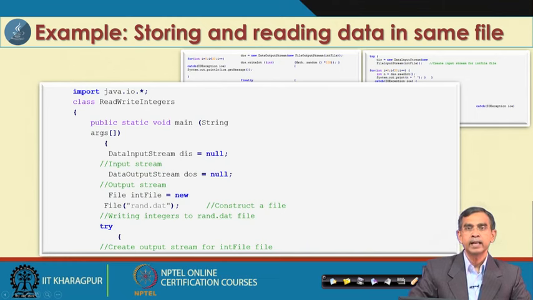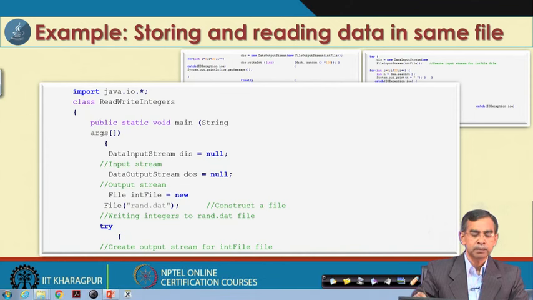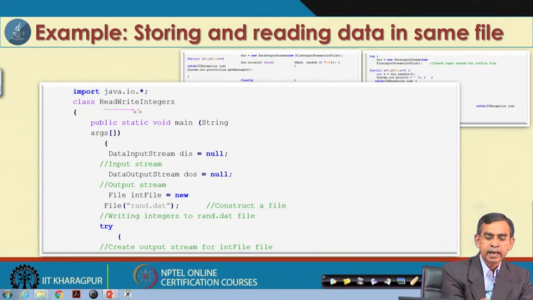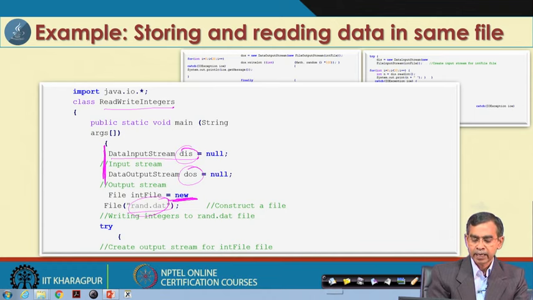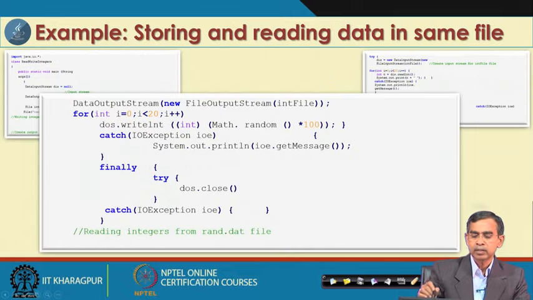Now, for storing and reading into the same file, here we can see we have stored once and then read another, but at the same time both things can be done. This is an example to explain it. Here we read and write integers, and here you can see we create objects of data input stream, DIS, and also an output stream object. So, two objects are created, of type input stream and output stream. A file is declared here, the random data file, and here you can see how we have developed the program. It basically generates random numbers and stores them into the file.